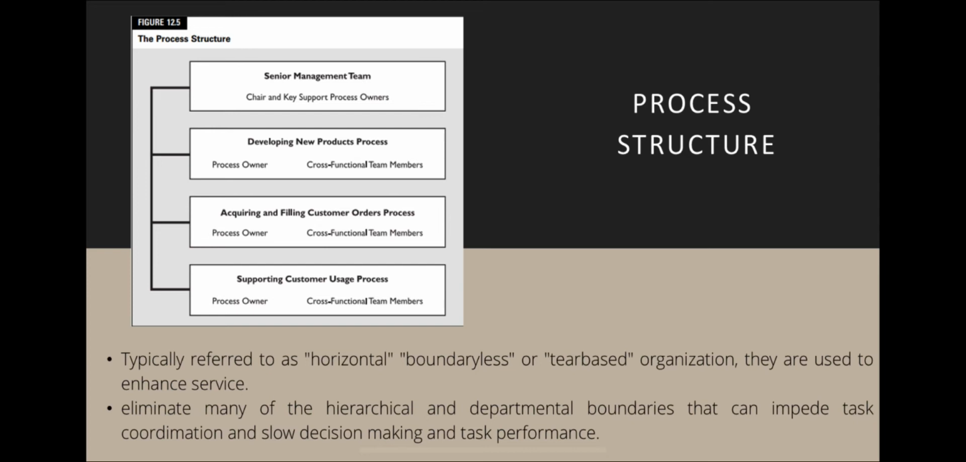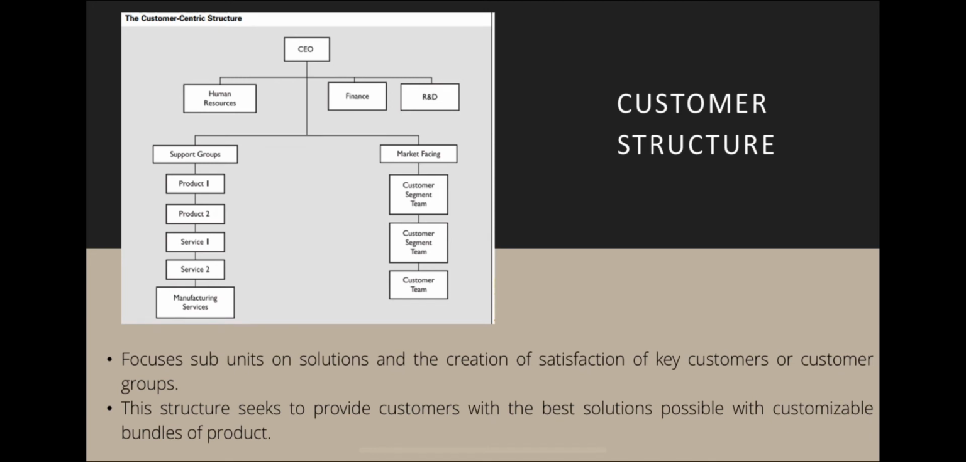Customer structure focuses subunits on the creation of solutions and the satisfaction of key customers or customer groups. This structure seeks to provide customers with the best solution possible with customizable bundles of products. This is a figure of the customer-centric organization.